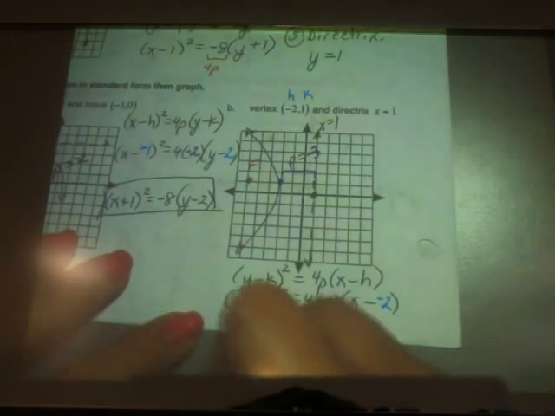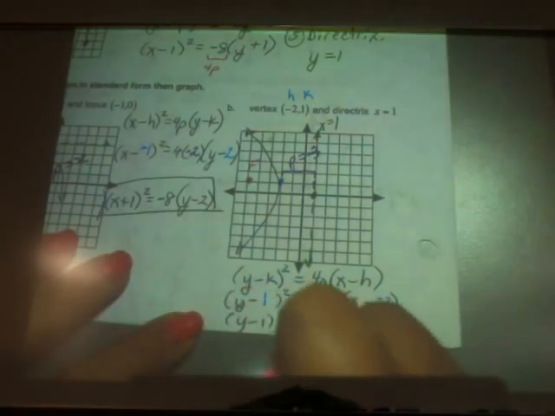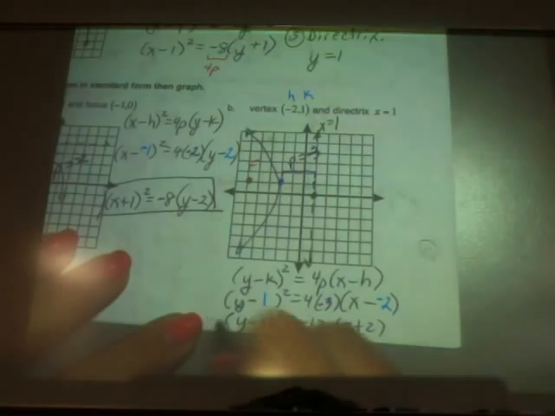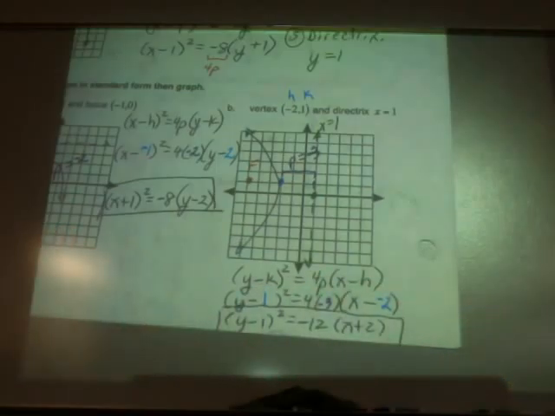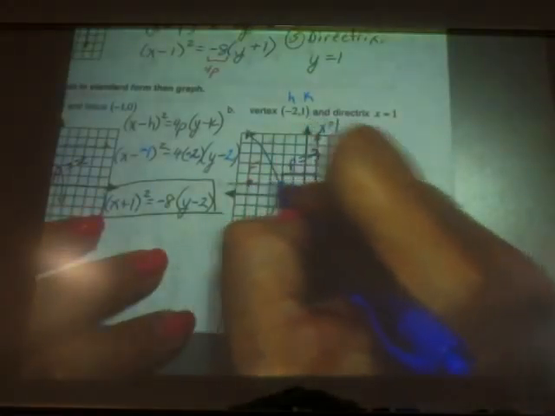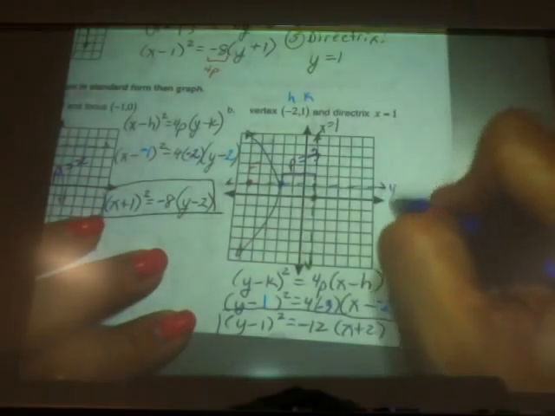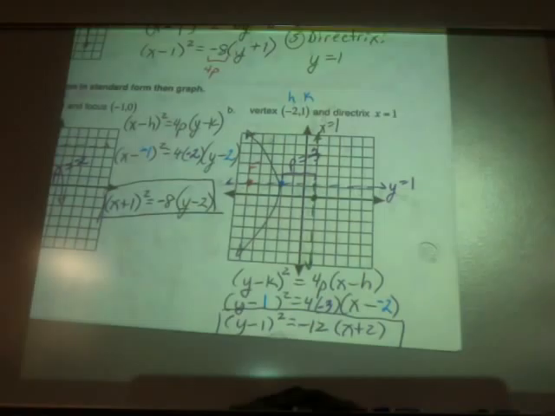So we have y minus 1 squared is equal to 4 times -3 is -12. These negatives become a positive, so I have x plus 2. There's my standard form. And if you felt incomplete, put your axis of symmetry this way. It's going through the y-axis at +1. That's not so bad, is it?